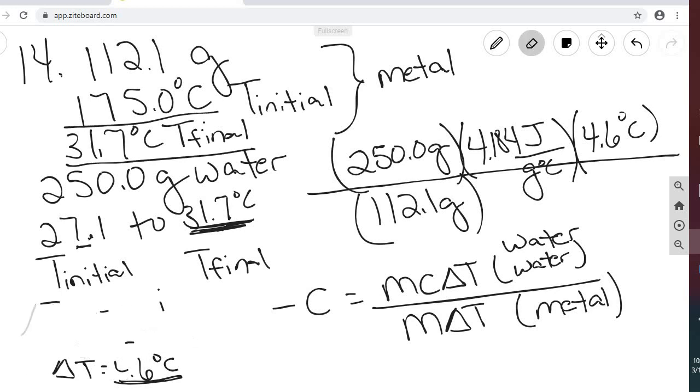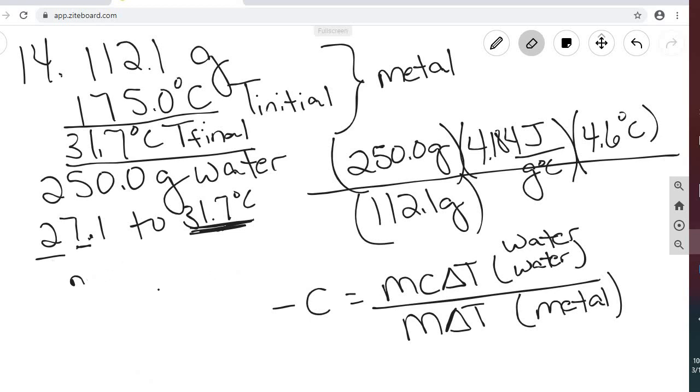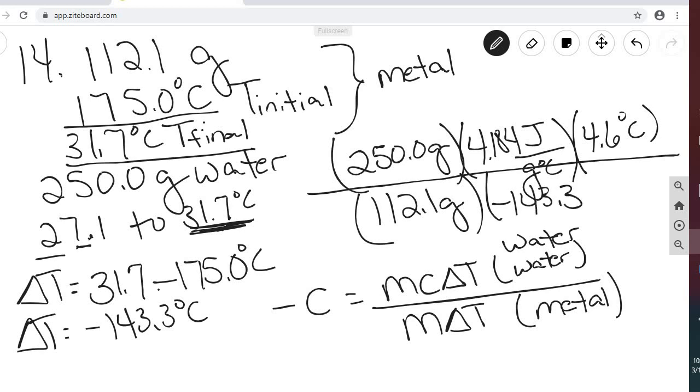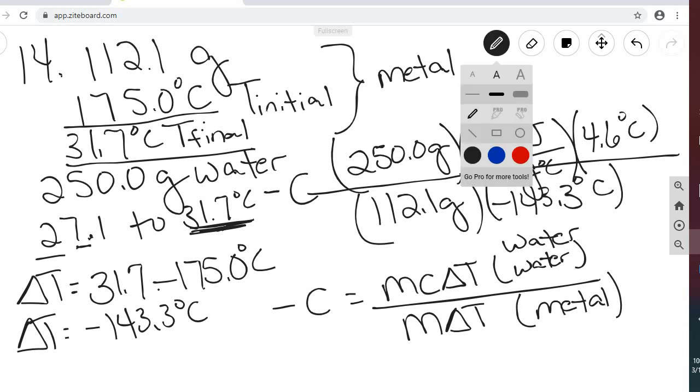So I'm going to go ahead and erase this, so for the metal, the delta T for the metal will be T final 31.7 minus 175.0 degrees C. And so that is negative 143.3 degrees C. Okay, so I'm going to put that in here. Delta T for the metal, negative 143.3 degrees C. Okay, so this is negative C is equal to all of that.